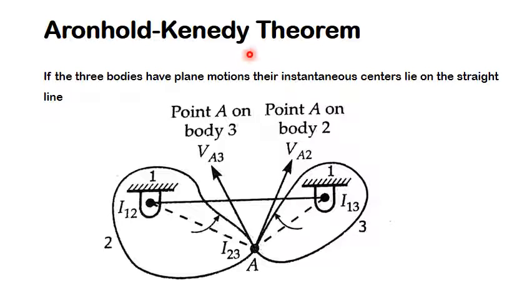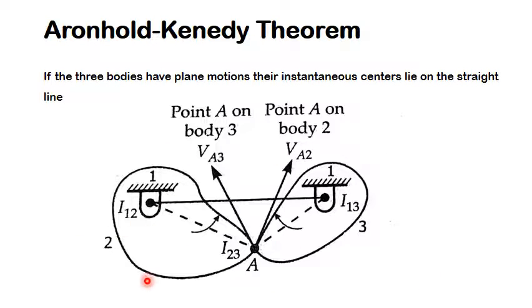What this theorem states is, if you consider three rigid bodies which have plane motion, their instantaneous centers lie on a straight line. So what is meant by this theorem? Consider these three bodies: link 1, which is fixed, link 2, which is an irregularly shaped body, and link 3, which is also an irregularly shaped body. Obviously these three links will have three pairs. If you use the equation which we already learned, n into n minus 1 upon 2, that is 3 into 3 minus 1 upon 2, which gives 6 by 2, that is 3.